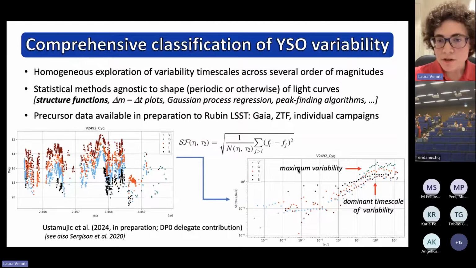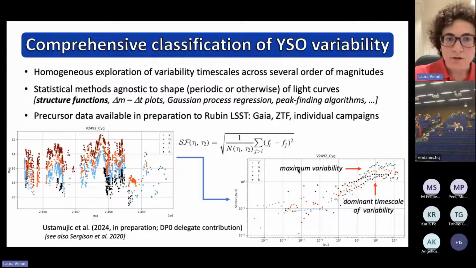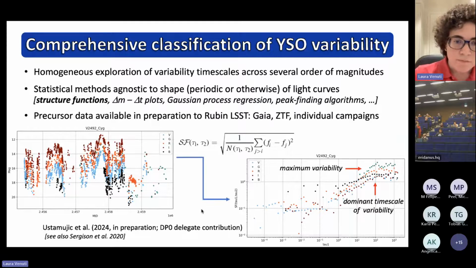And then a measurement of how this maximum variability, the amplitude of variability we observe, changes as a function of wavelength if we have simultaneous light curves across different filters. This is work that is currently in preparation, led by Sabina Ostamovich. This also produced a DP0 delegate contribution in the form of a notebook that explains this analysis and implementation, not only for young stellar objects, but for any kind of variable source.